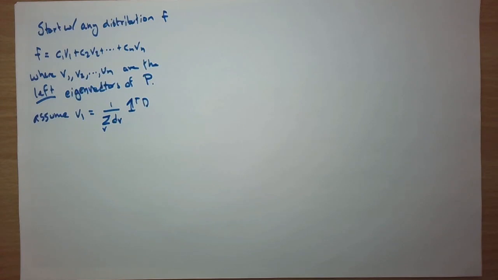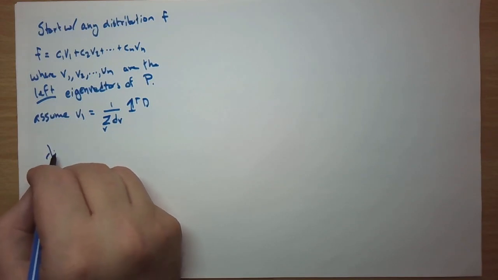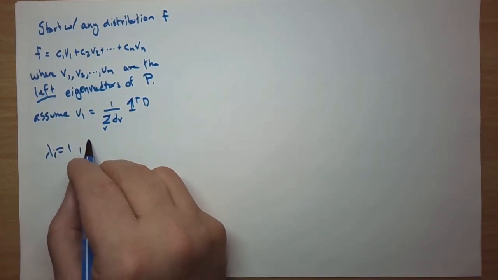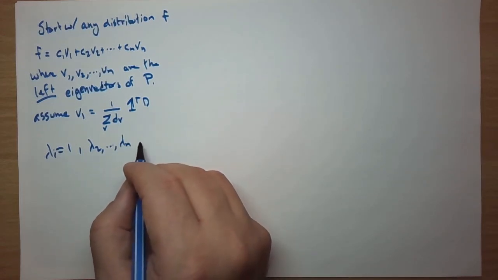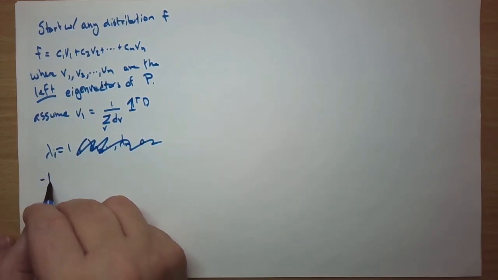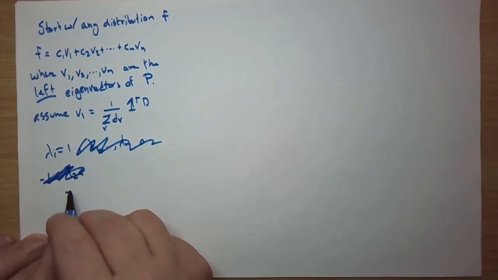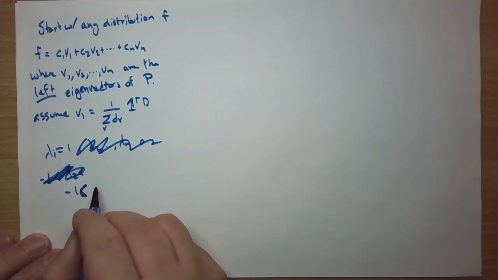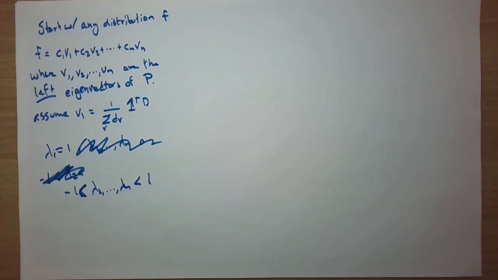So, pop quiz. Lambda 1 equals 1, and negative 1 is less than lambda 2, comma, dot, dot, dot, comma, lambda n less than 1. So all the other eigenvalues are between negative 1 and 1. All right, that's what I wanted to write, and I succeeded. It only took me 3 times to write it.